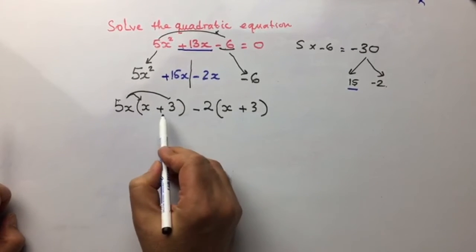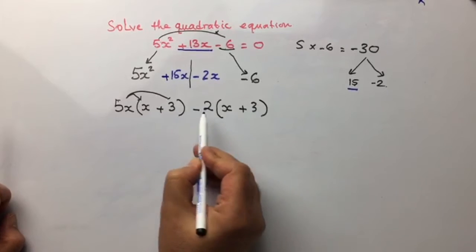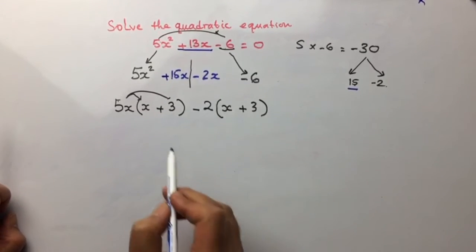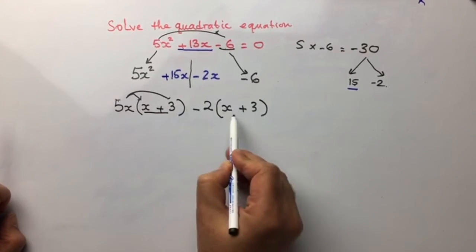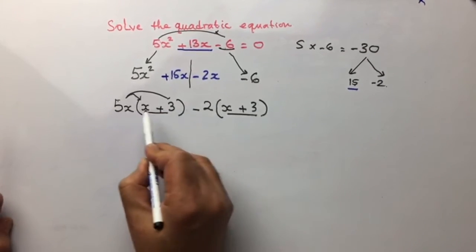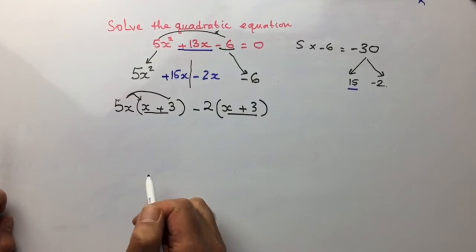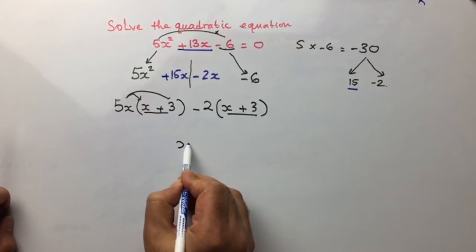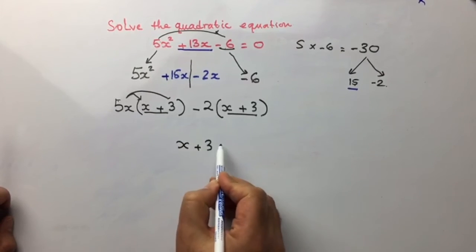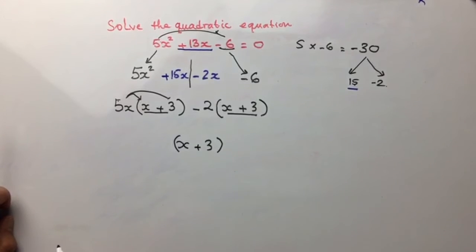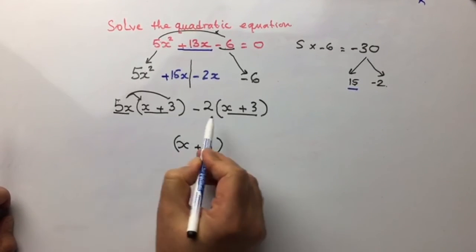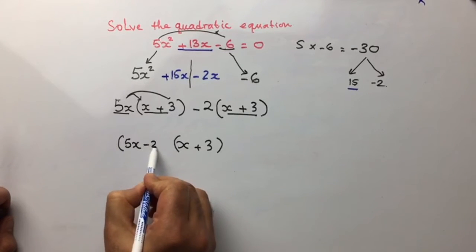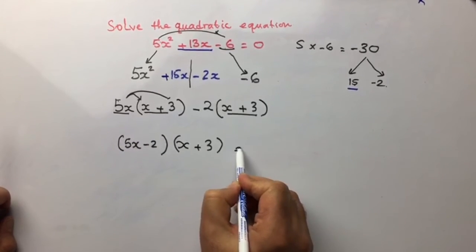And you must always get one bracket that's repeating itself. So you must get one bracket that is the same, otherwise your factorization is wrong. So you always have to get one bracket that is the same on both sides. So now you write your bracket x plus 3 here once, and then the coefficients 5x and minus 2, you write them inside another bracket, 5x minus 2, and then equal to 0.